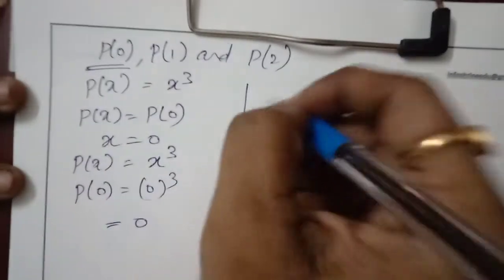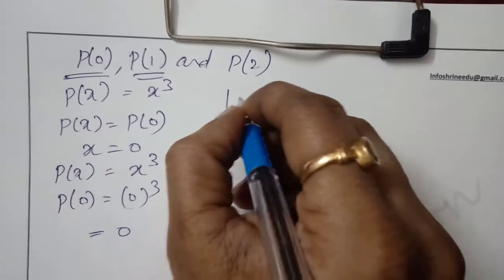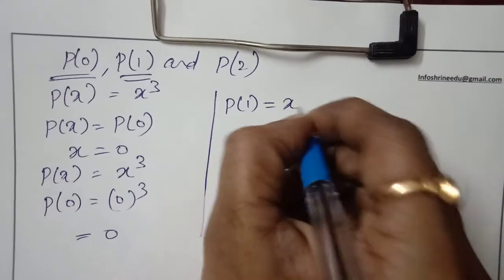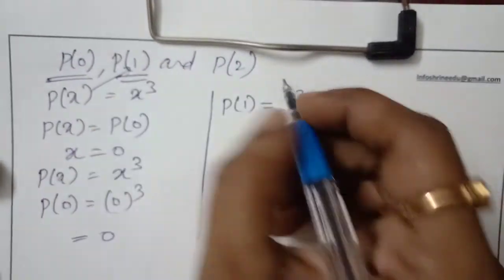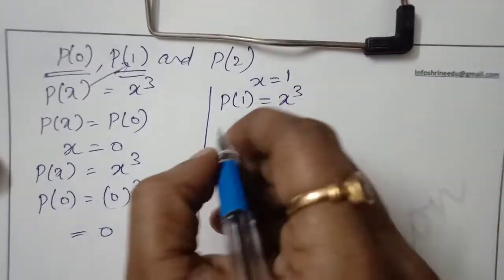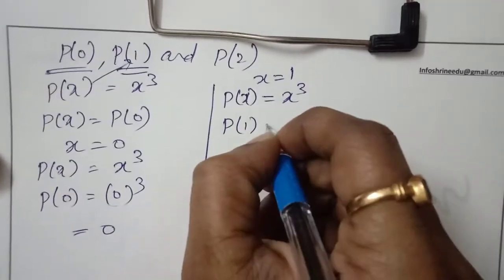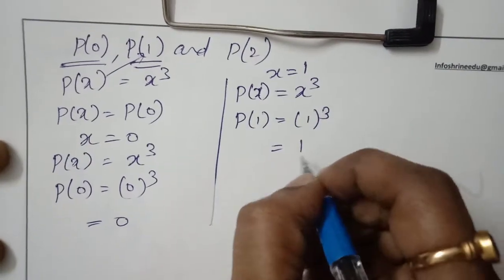And here P of 1, let us take P of 1. If you take P of 1, that is equal to x cube. So here what? x is equal to 1. So P of 1 is equal to 1 cube. So 1 cube is 1 only.